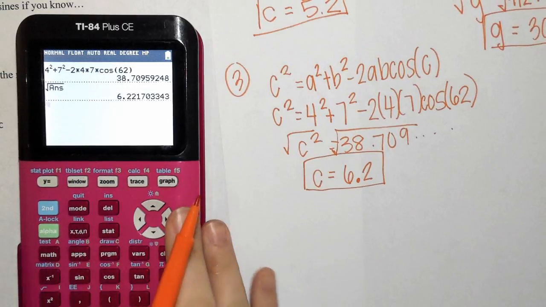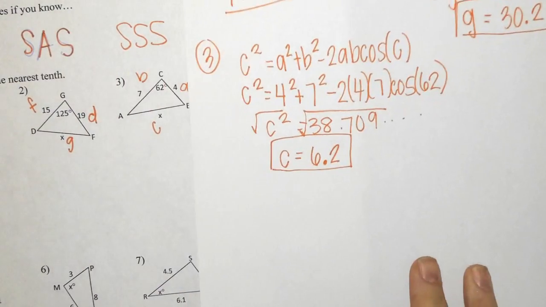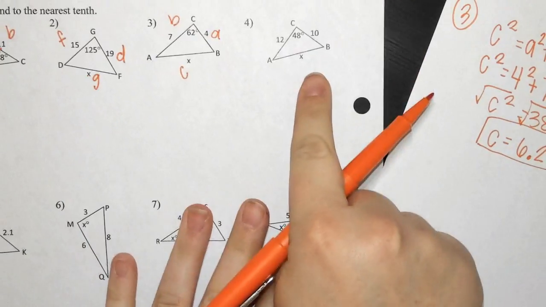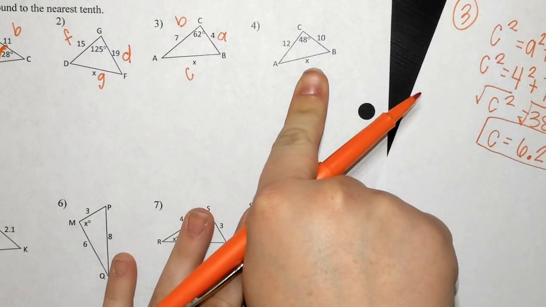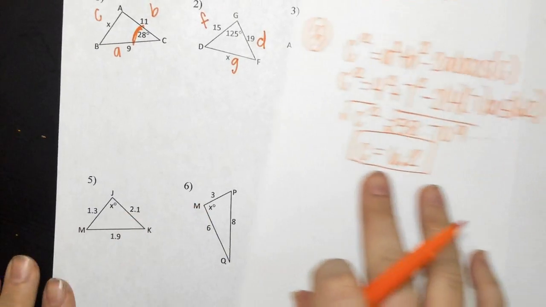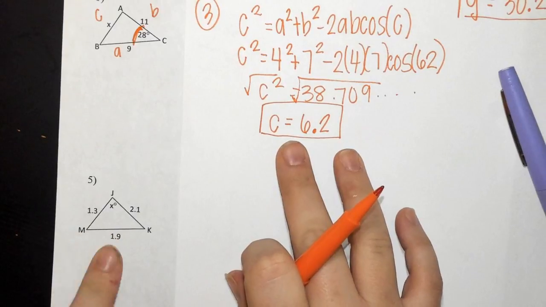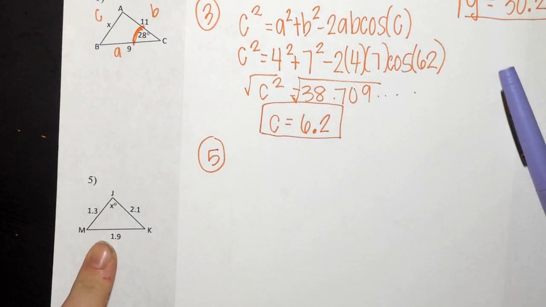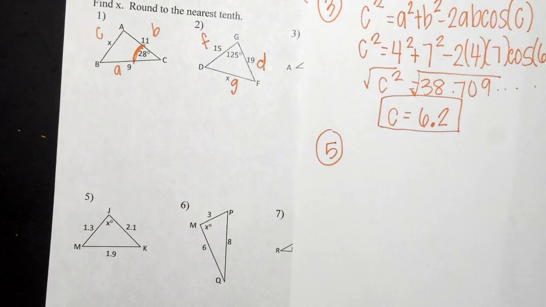Alright, listen. Here we go. Number 4. We're going to skip because we're finding a side, and I think y'all have the hang of it. I want you now to follow along with me for number 5. We have to find what here? Angle. X, which is an angle.